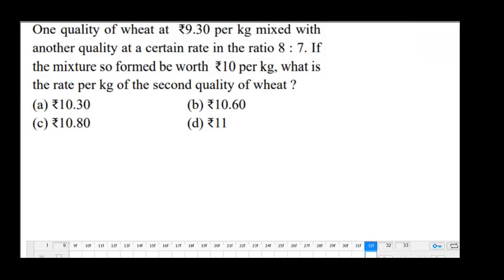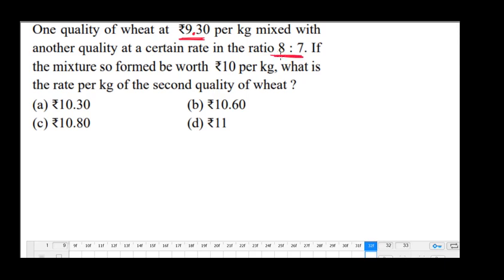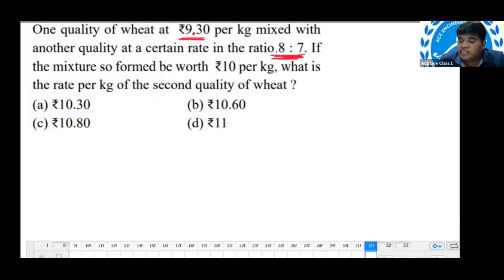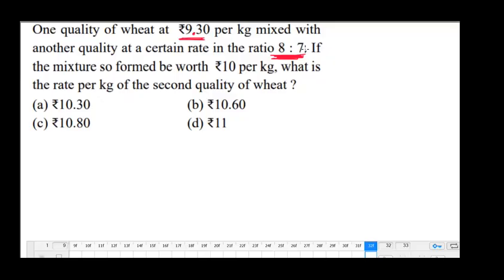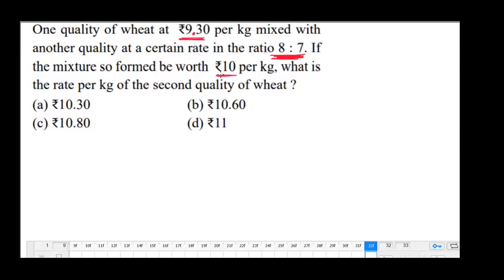One quality of wheat at 9 rupees 30 paisa per kg, mixed with another quantity at a certain rate in the ratio 8:7. One minute, 8:7 means what? First type you take 8 kg, second type you take 7 kg. That is the meaning. Okay, next. If the mixture so formed be worth 10 rupees per kg.